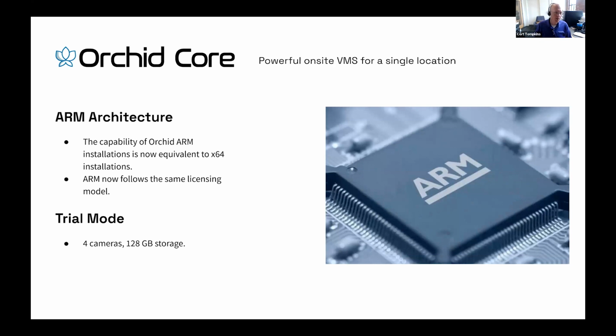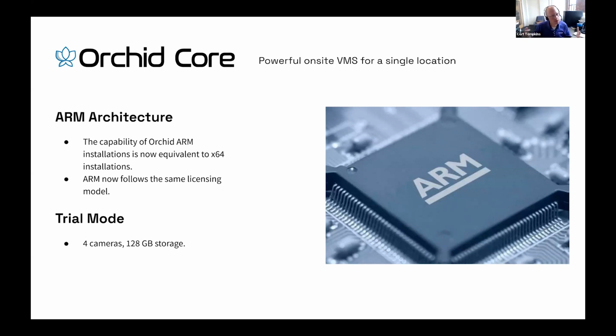Also new for this 23.6 release is we have upgraded our license type for ARM devices, so it behaves exactly the same as Intel devices. Previously, we had a license model for the ARM architecture that was really designed around being a community product. It was licensing terms that allowed you to add unlimited cameras and unlimited storage on an ARM device, as long as it was a standalone instance.